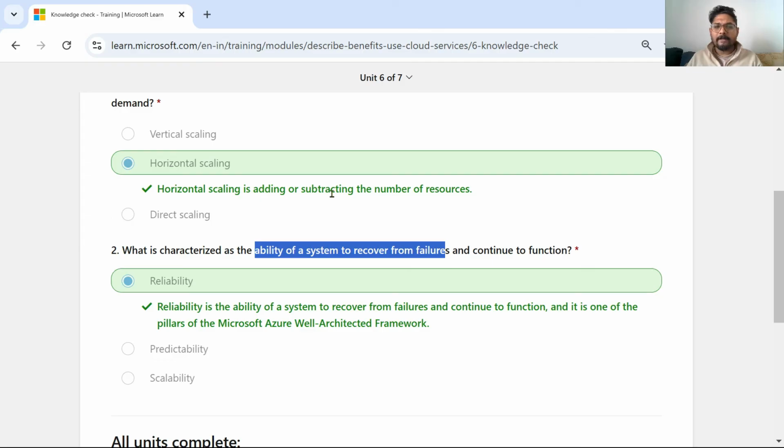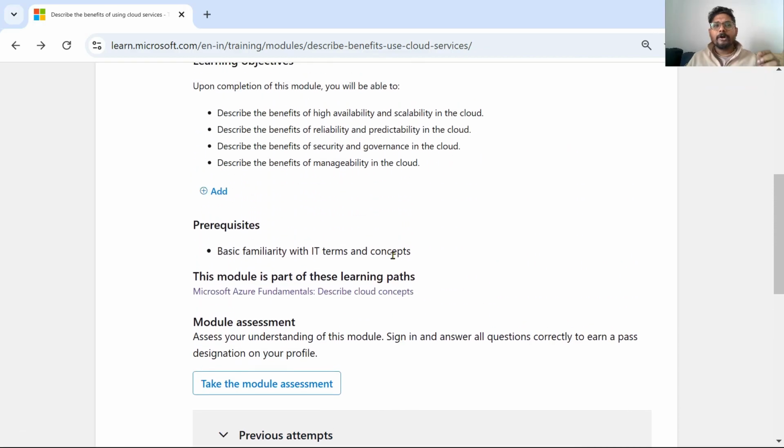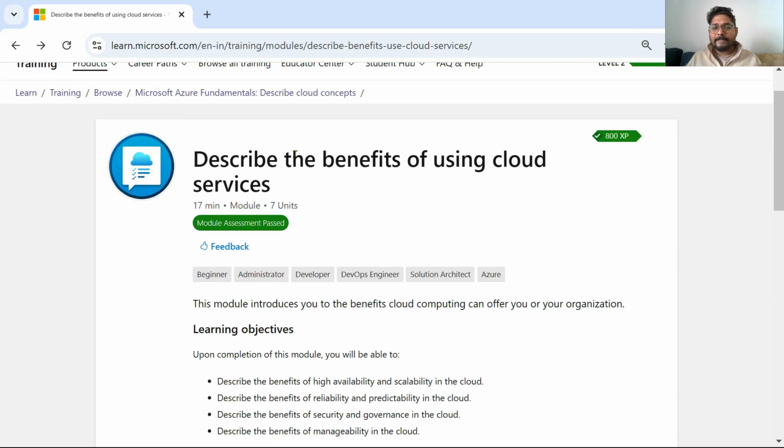Horizontal scaling is adding or subtracting the number of resources, right? The VM, the entire container. Reliability is the ability of a system to recover from failures and continue to function, and it is one of the pillars of the Microsoft Azure Well-Architected Framework. With this, this particular topic is complete, and you can go through the summary for a quick recap. So, describe the benefits of using cloud services. This particular topic is complete here.